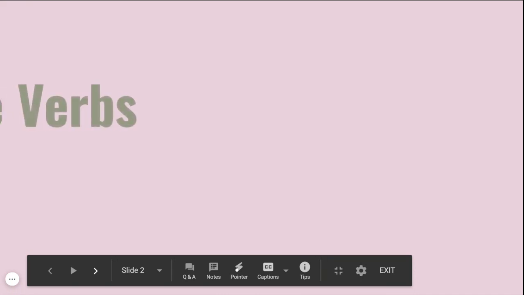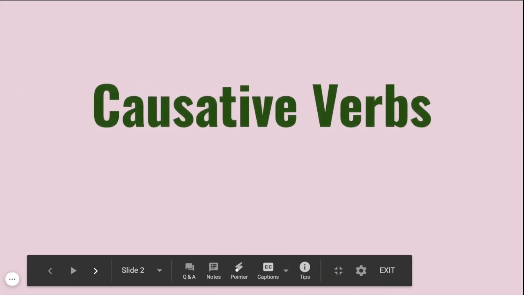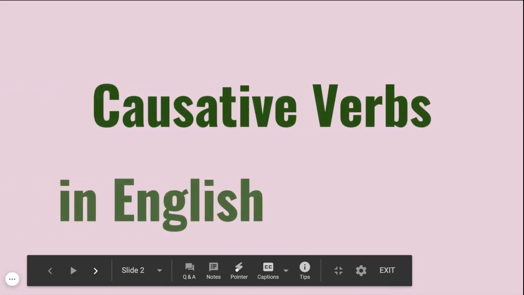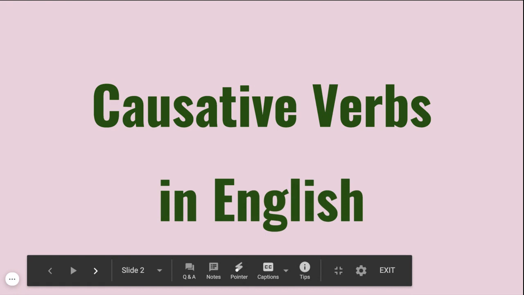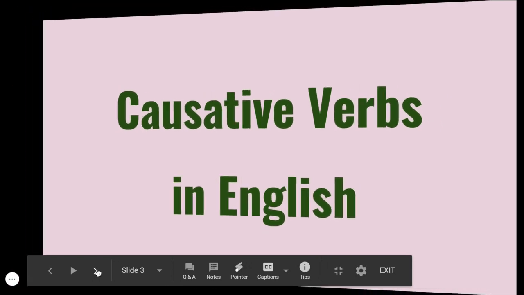All right, so causative verbs, what are they? They're the kind of verbs that we use when we don't actually complete an action, but we somehow arrange for someone else or some other thing to complete the action that we want or that we're causing to do. So that's what causative verbs are.